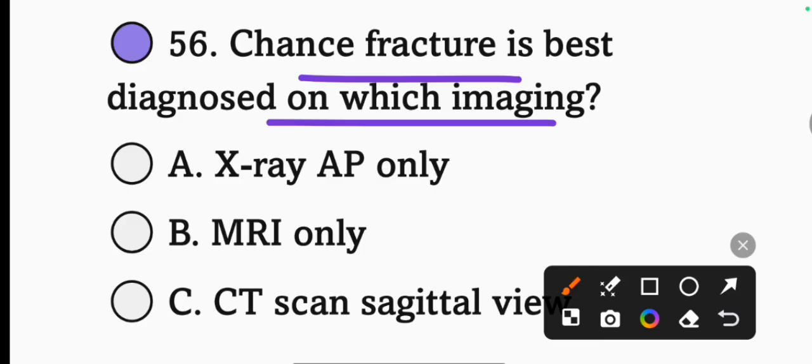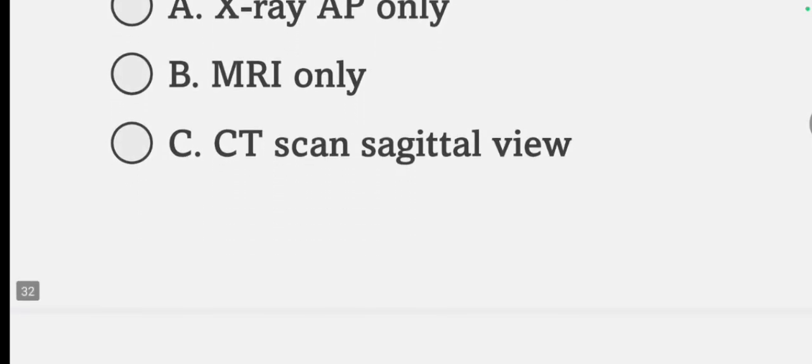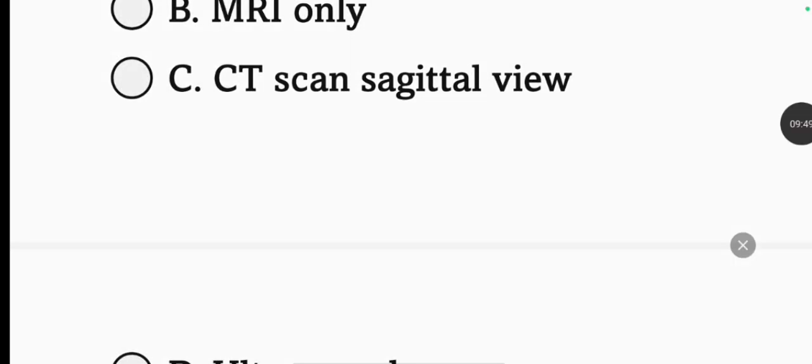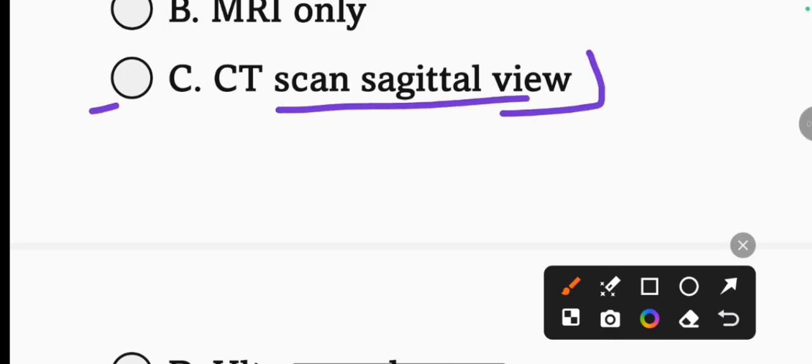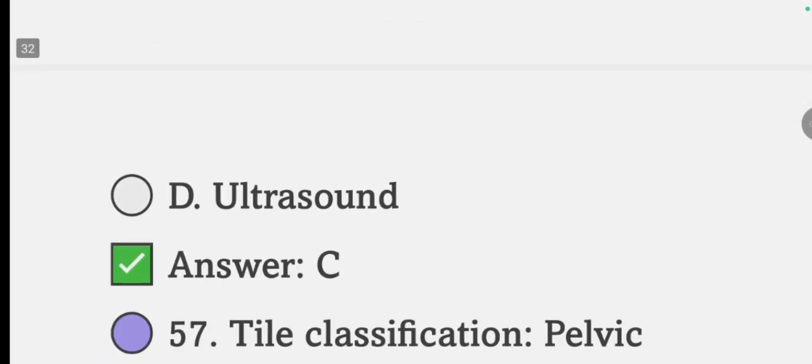Okay, so it's seen in the sagittal view. So CT scan, sagittal view. Okay, so C option given is the correct option.